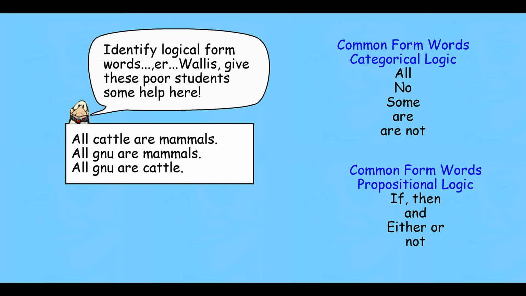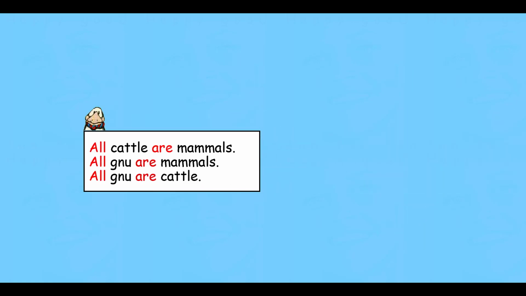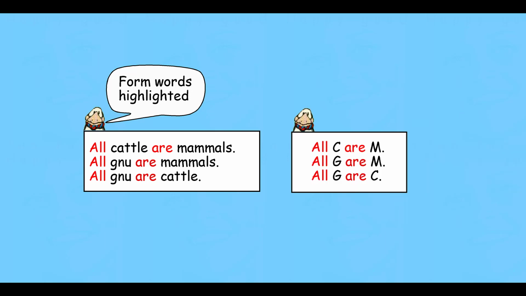So I realize that this is a categorical argument, and now I want to highlight those logical form words in the argument. And that will give me this. Once I've identified the logical form words, I'm going to keep those logical form words there, and I'm going to substitute in capitalized letters in a systematic way for every instance of a content phrase that occurs in the argument. If you haven't already done that, stop the video and do that, and then start the video and see how you did. Here's what I got.